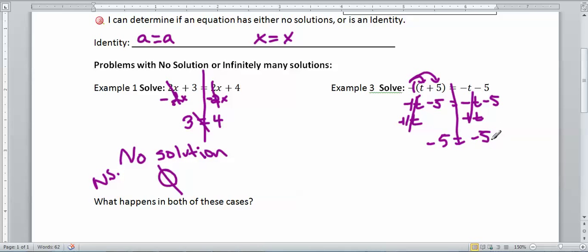Now in this case, no matter what I plug in for t, I'm going to get a balanced equation. If I plug in 1, I'll get negative 6 equals negative 6. If I plug in 2, I'll get negative 7 equals negative 7. This is what we call an identity. Up here, identity meant that something is equal to itself. So whenever I end up with this, my answer is just identity.